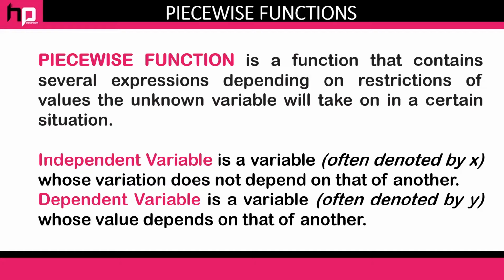Ibig sabihin, there's only a condition for a certain unknown variable. Hindi siya continuous. Meron siyang mga condition lang na hanggang dun lang yung expression na yon. Kaya siya piecewise. And para malaman natin yung mga restrictions na yon, ano yung mga condition, we will take into consideration these two variables, the independent and the dependent variables. The independent variable is a variable often denoted by x, whose variation does not depend on that of another, while the dependent variable is a variable often denoted by y, whose value depends on that of another.